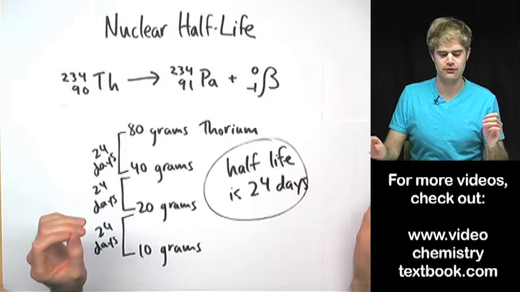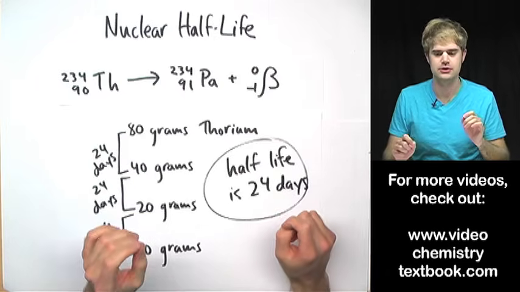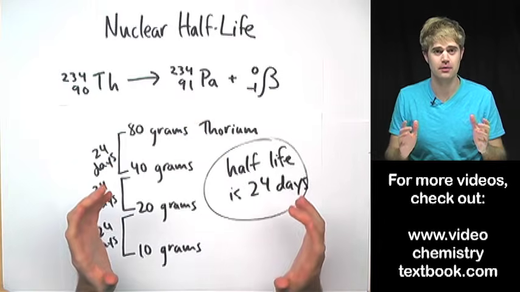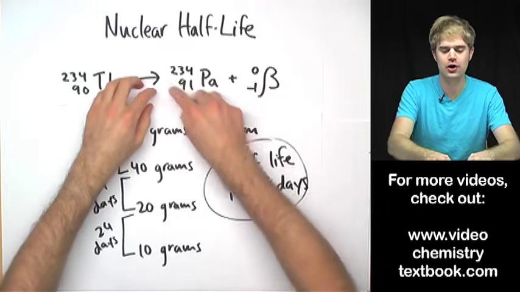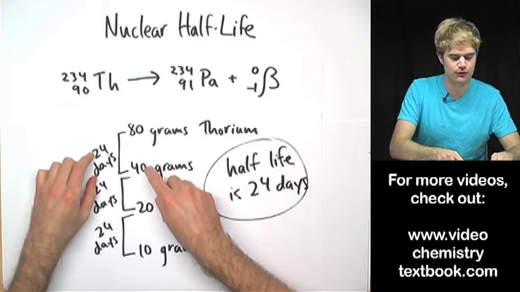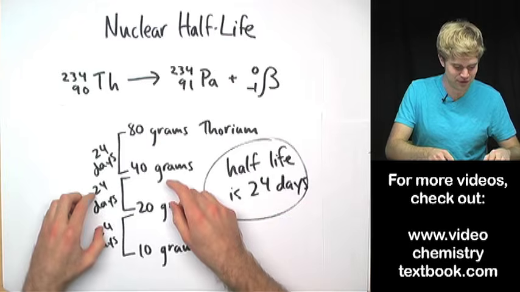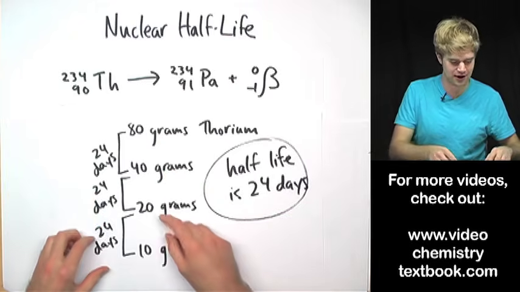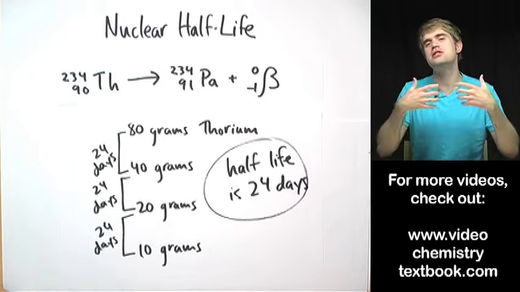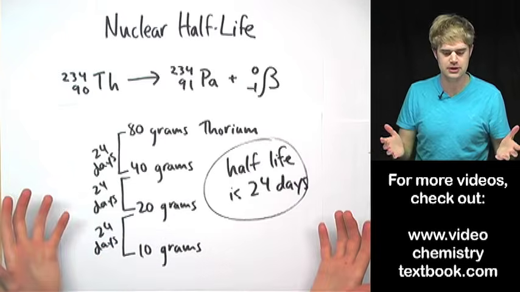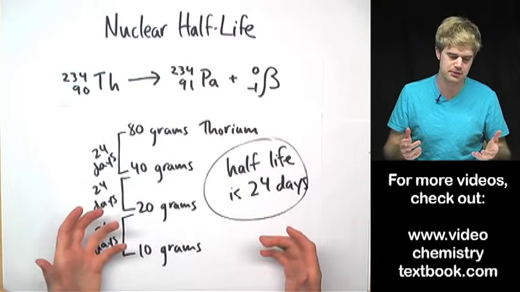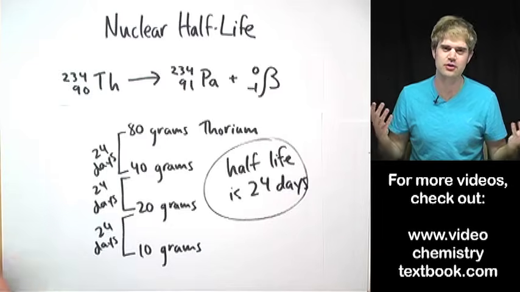So half-life is the time that it takes for half of a certain amount of thorium to decay, to turn into protactinium, to disappear. So 24 days to go from 80 to 40, the amount we have gets cut in half. 24 days to go from 40 to 20, cut in half again. 24 days to go from 20 to 10, cut in half again. And remember, I'm saying disappearing, but it's not that it disappears. It's just not thorium anymore. It's becoming protactinium. But when I say disappear, that's what I mean. Sometimes I think it's easier to think about it that way.